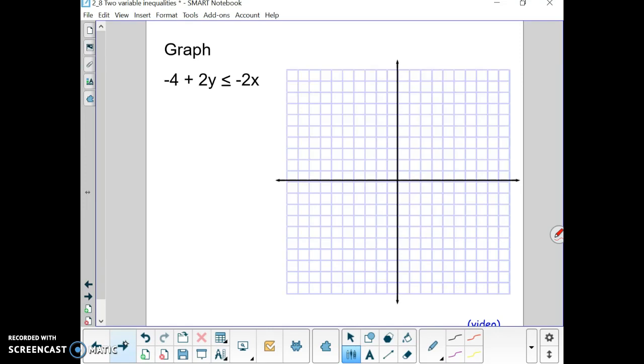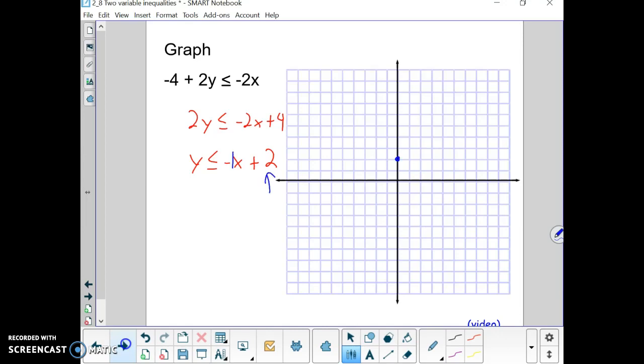First step is to get y alone. So we'll do that a bunch this year. Add 4 to both sides and then divide by +2. So the sign does not flip directions at all here. If we had divided by a negative, the inequality symbol would switch directions, but in this case it just stays the way it is.